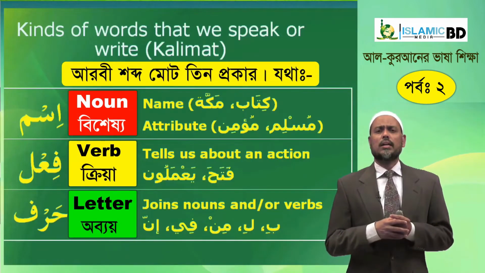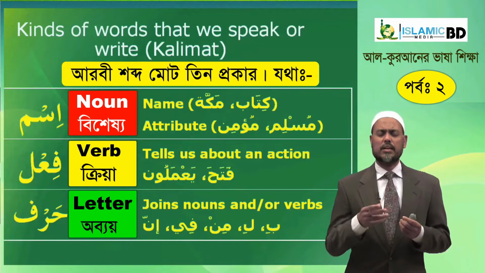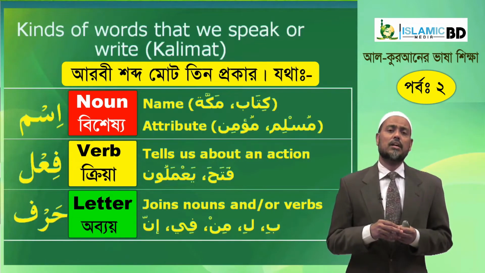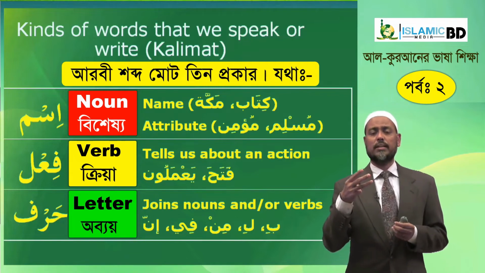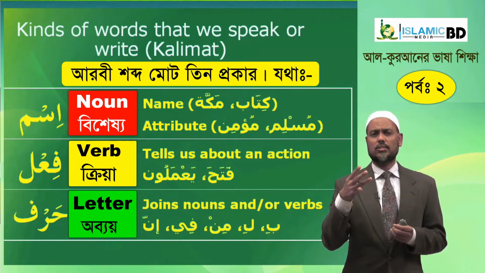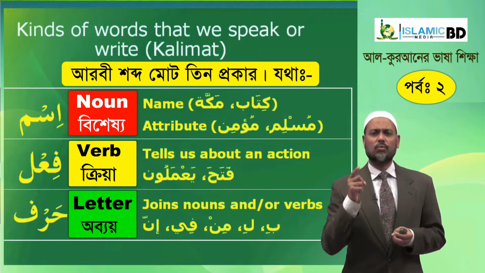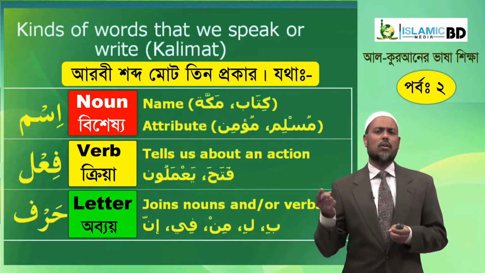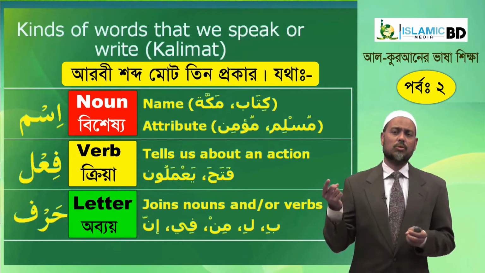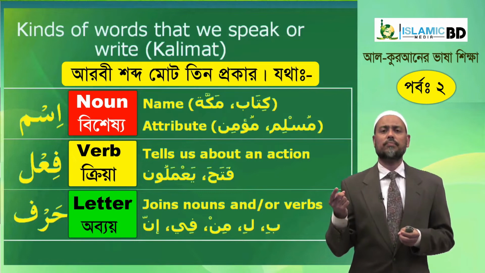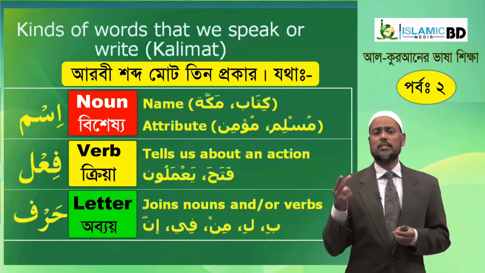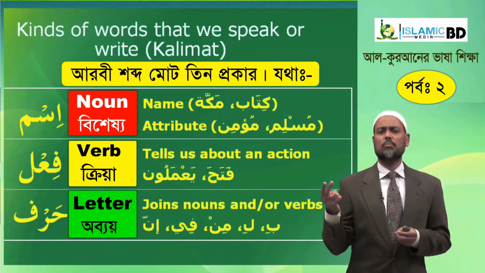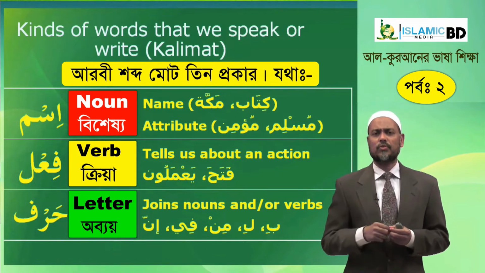Okay, the kind of words that we speak, say, read, write, listen are classified in Arabic into 3 categories. They are called kalimats. The first category is ism, noun, the name of a person or an object. For example, kitab, book, or Makkah, the city. Or attributes are also classified as nouns, attributes like Muslim, mu'min. So this is ism, the first category.